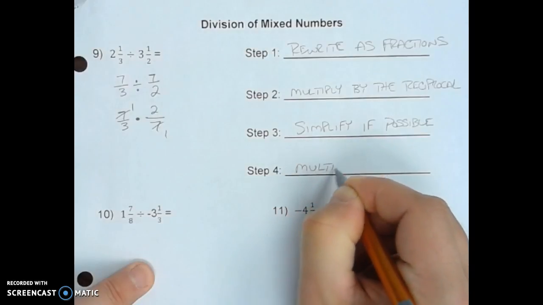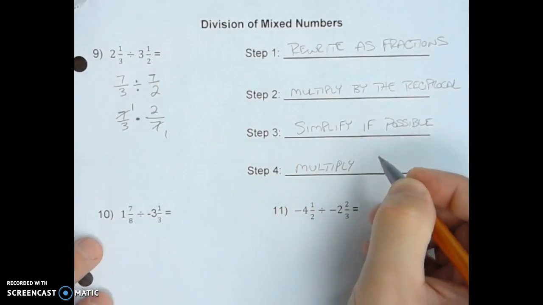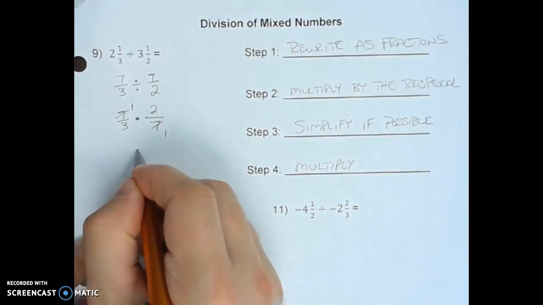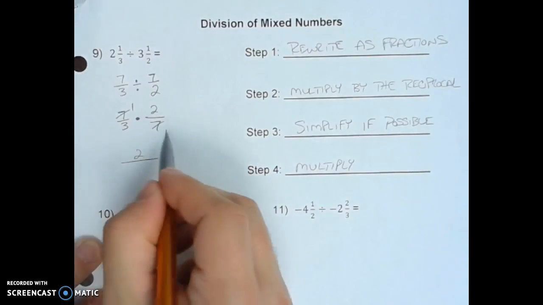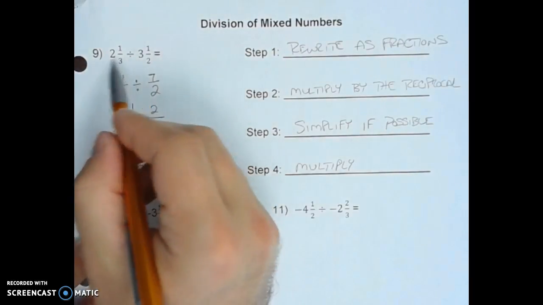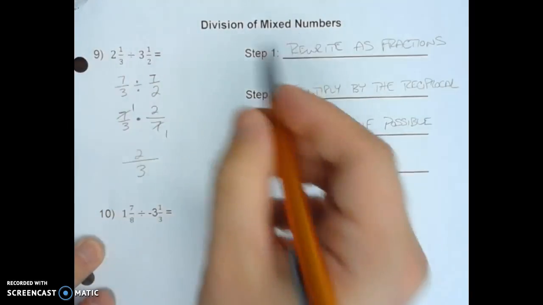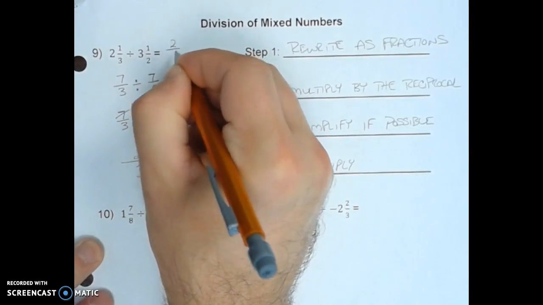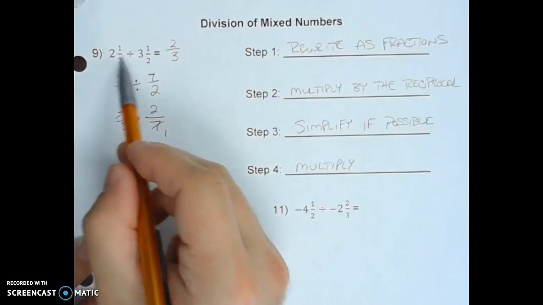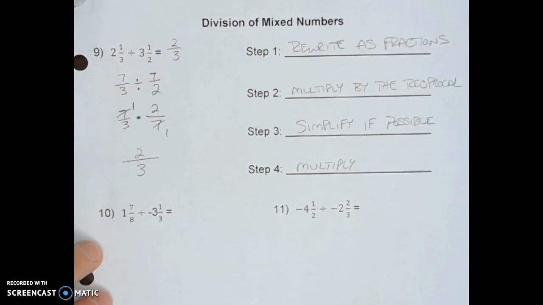So now I'm ready to do step 4, which is just to multiply. Multiply. Well, in my numerators, 1 times 2 is 2. In the denominators, 3 times 1 is 3. And so the answer to this question, 2 1/3 divided by 3 1/2, the answer is going to be 2/3. I know it's positive because these numbers had the same sign.